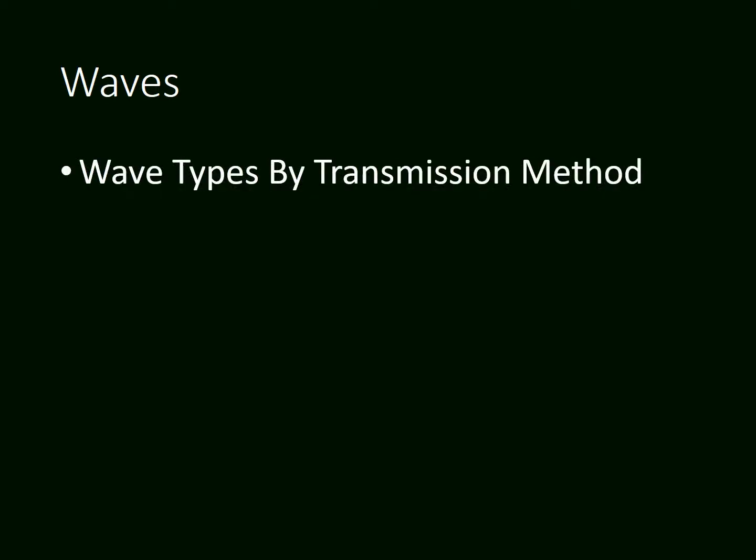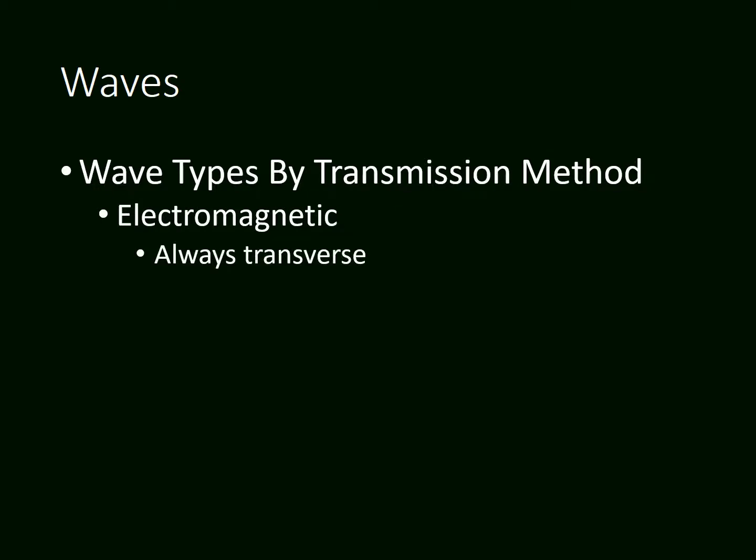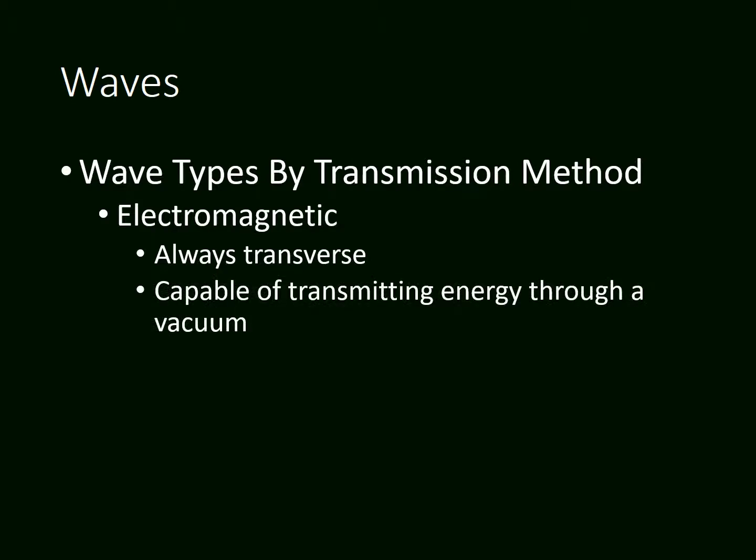The other way that we classify wave type is by how they are transmitted. And when we classify by how they're transmitted, there are two main types of waves. The first is an electromagnetic wave. Electromagnetic waves are always transverse waves because transverse waves can travel through a vacuum, whereas longitudinal waves cannot. So electromagnetic waves are always transverse. They are actually capable of traveling through a vacuum.